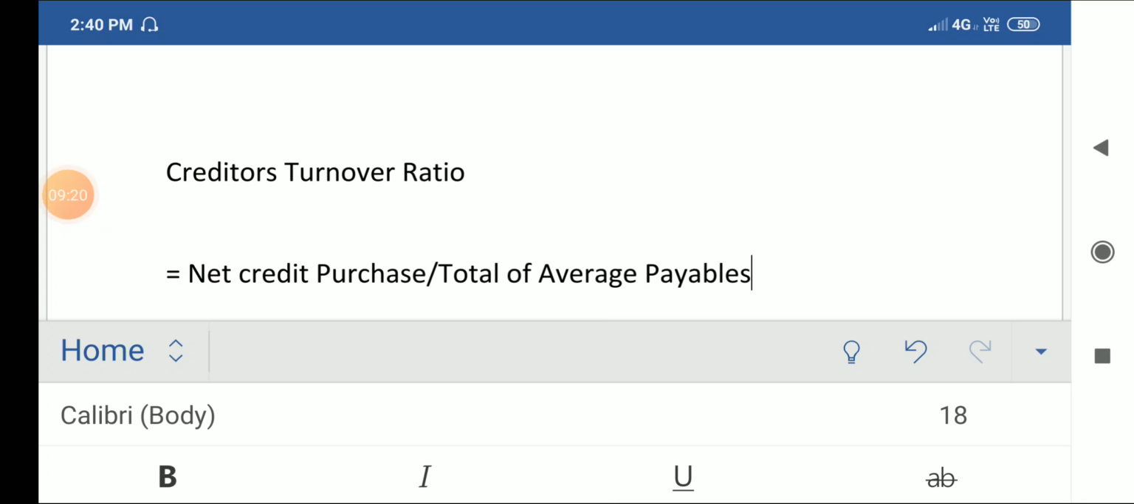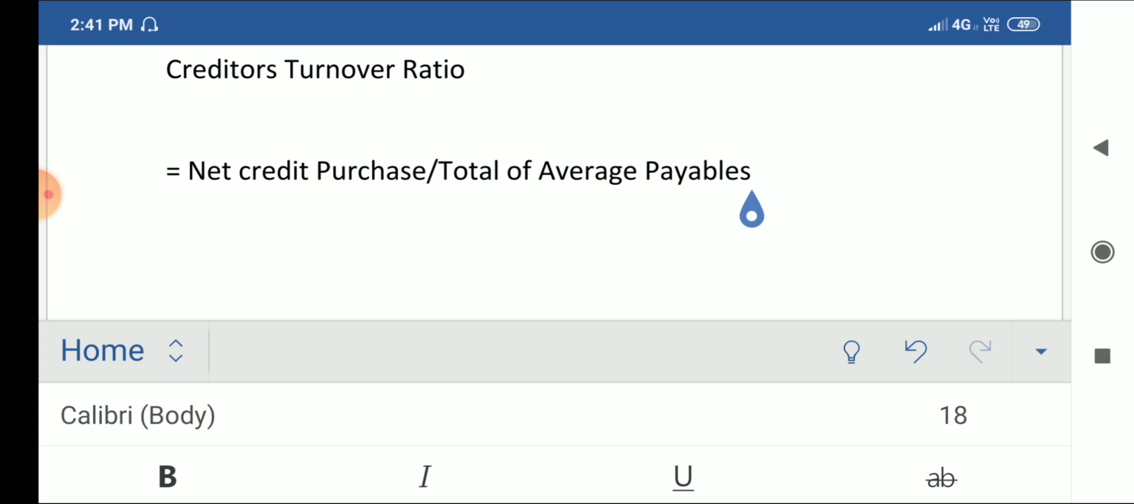Now we explain the creditors turnover ratio. It is also called the payable turnover ratio. Those from whom an undertaking makes credit purchases are called its creditors. In the same way, sometimes in exchange for credit purchases, bills are also accepted by the purchasing undertaking. These are called bills payable. This way, creditors and bills payable are termed payables for the purchasing undertaking.